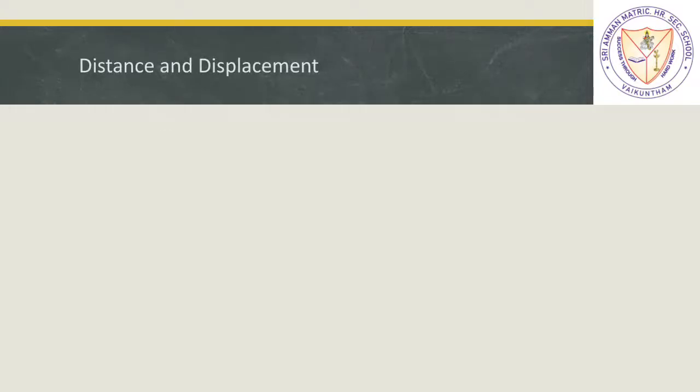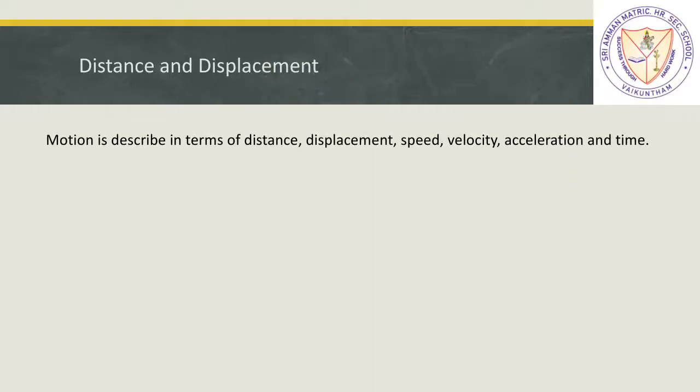So, distance and displacement. Motion of any object is described in terms of distance, displacement, speed, velocity, acceleration, and time. These are the different terminologies which we use whenever we discuss or describe the motion of any object. Before using those terminologies, we should know what exactly they are. So for that purpose, we are going to study the first two things, distance and displacement, in this video.